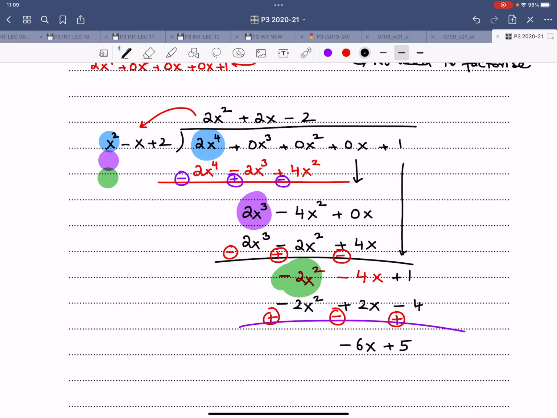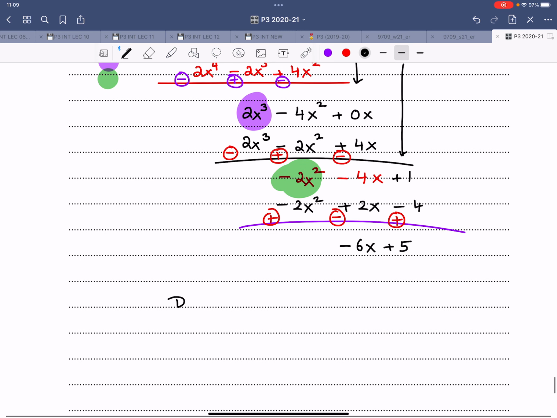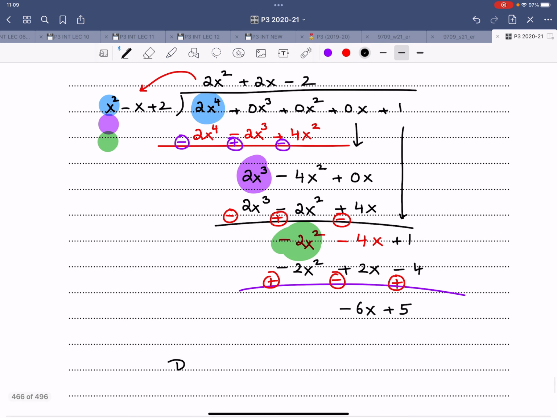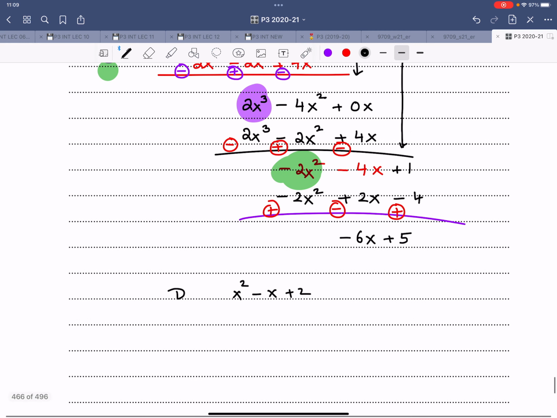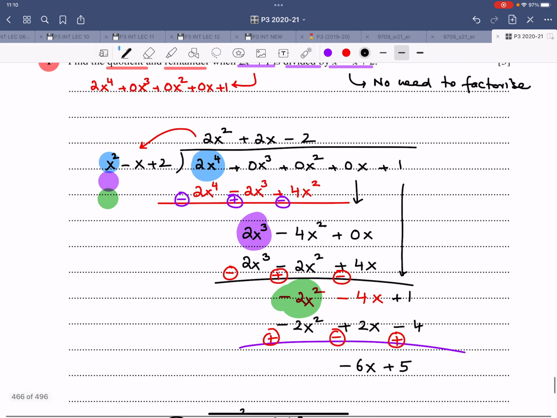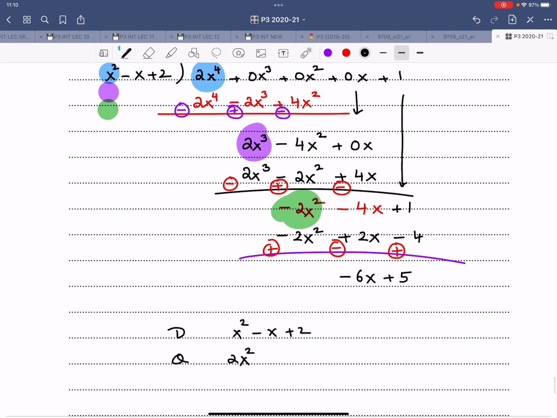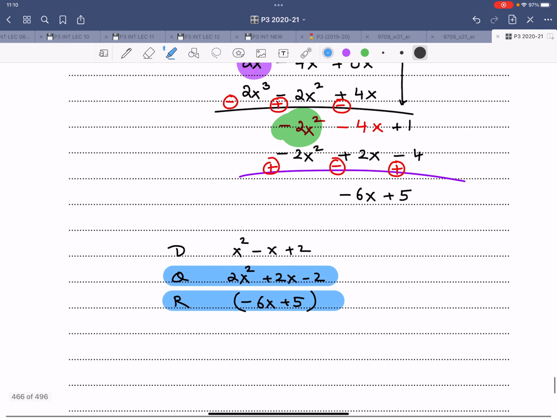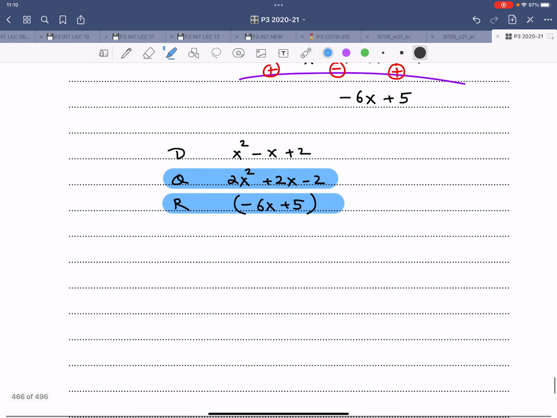So this is the remainder that you get after you carry out this algebraic division, which is also known as long division. The divisor was this quadratic expression, x square minus x plus 2. The quotient, which is what they're asking for, is 2x square plus 2x minus 2, and the remainder is minus 6x plus 5. These are the two things the examiner requires. This is properly done, so give your answer in this final form.